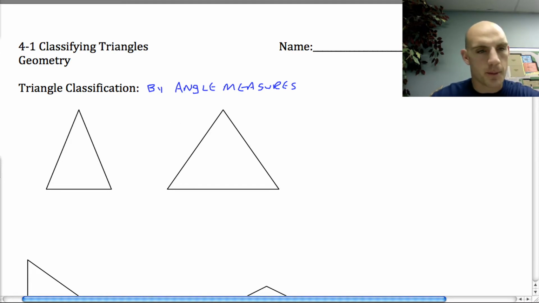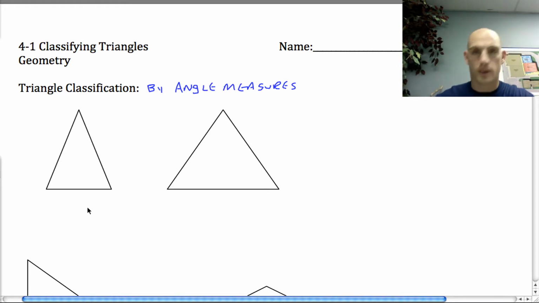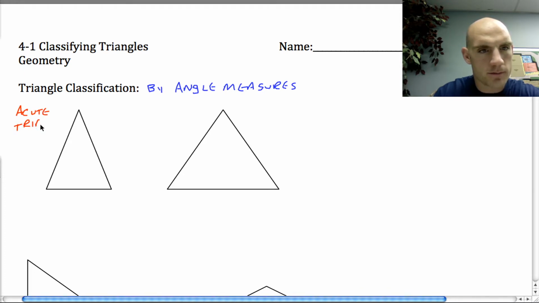So what I'm going to do is I'm going to mark up this first one, and I'm going to say that when we classify triangles and we have nothing marked, so there's only 3 acute angles. So this one's going to be called an acute triangle, and its characteristics are it has 3 acute angles.